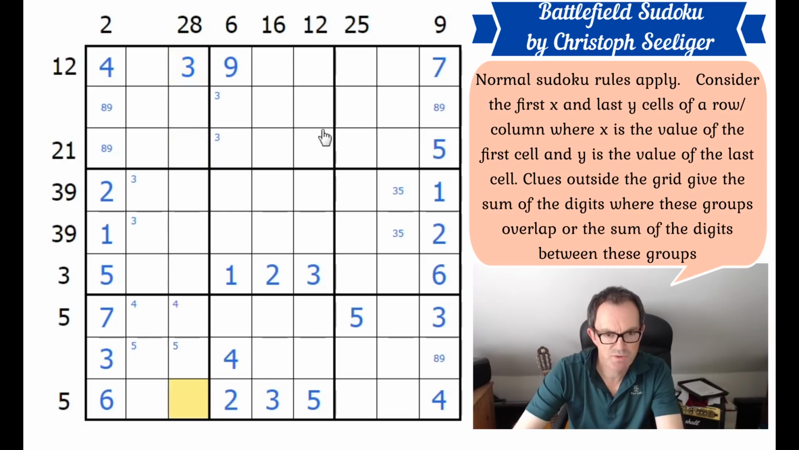So what are the options for this square? 1, 7, 8 or 9. But if it's 7, that's pointing at a 1-cell overlap. If it's 8, it's pointing at a 2-cell overlap. If it's 9, it's pointing at a 3-cell overlap. None of those things can add to 28. That's got to be a 1. There's a 1 up there in one of those cells. 7 must be in one of these 2 positions, look.